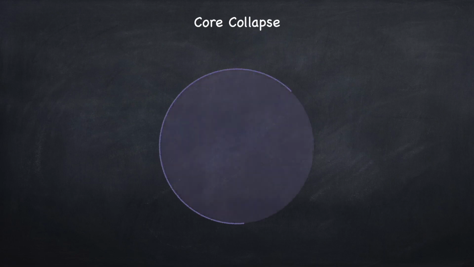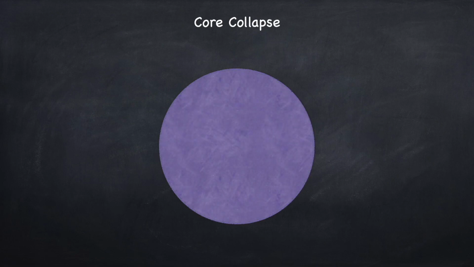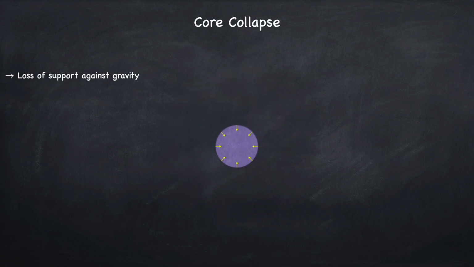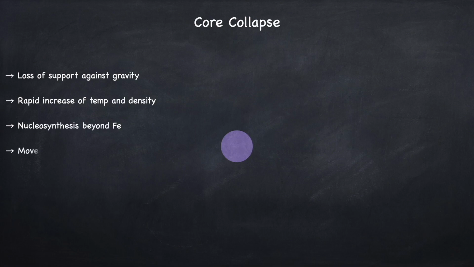Now that the stage is set for core collapse, how does it actually work? So at this stage, we have an iron-nickel core, and as I just explained, at this point the star has lost all of its support against gravity because fusion will no longer release any energy. So the star is now going to collapse under gravity. In the process, this will rapidly increase the temperature and the density, increasing the rate of nucleosynthesis beyond iron as the material in the star moves towards nuclear statistical equilibrium.